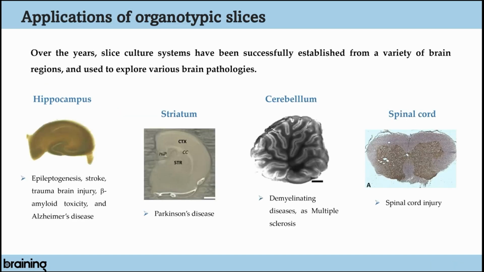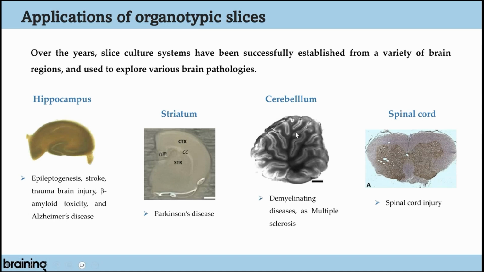So what can we do with these organotypic slices? Over the years, these slice culture systems have been established from a variety of brain regions. I would say that maybe the first ones were the hippocampal slices. They were used to study for quite some time epileptogenesis, stroke, traumatic brain injury, beta amyloid toxicity, and Alzheimer's disease. Then someone remembered to prepare slices that contain the cortex, the corpus callosum, and the striatum, and use those slices to address some molecular issues regarding Parkinson's disease.